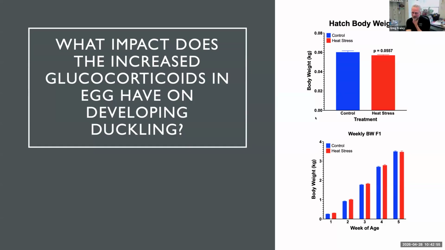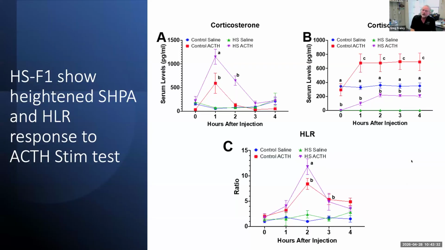And so Esther looked at all the production variables and didn't really find any effects. There was a slight reduction in the birds from the parents that were heat stressed that had the higher cort levels in the egg. A slight reduction in hatch weights, but that did not maintain throughout the production period. And we didn't find any effects on FCR, feed intake, body weight gain, anything. But we did give an ACTH challenge to these birds, the F1s.